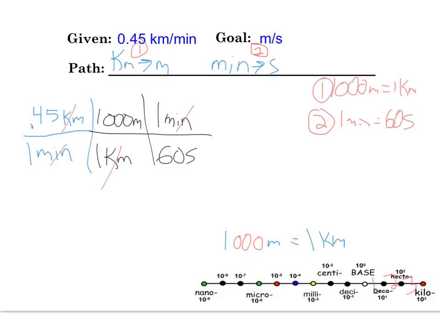So now all we're going to do is take 0.45 times 1,000 times 1 divided by 1 times 60. And when you plug that into your calculator, you should get an answer of 7.5 meters per second. So now you know that if you're traveling 0.45 kilometers per minute, that is the exact same as traveling 7.5 meters per second.